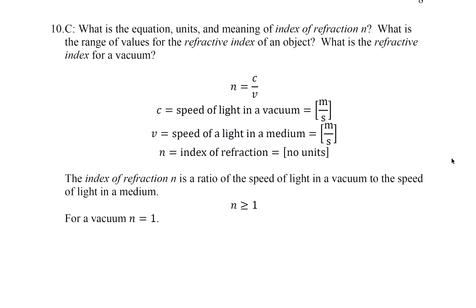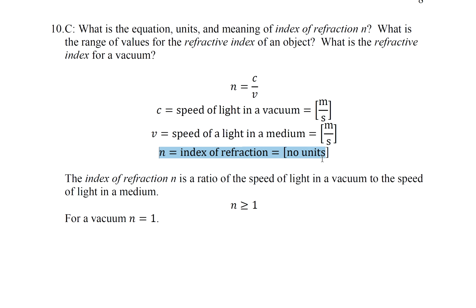Question 10. What is the equation, units, and meaning of index of refraction n? What is a range of values for the refractive index of an object? What is a refractive index for a vacuum? So little n equals c over v. c is the speed of light in a vacuum, which is 3 times 10 to the 8th meters per second. v is the speed of light in a specific medium, like the speed of light in glass, the speed of light in air, the speed of light through water with some things in it.